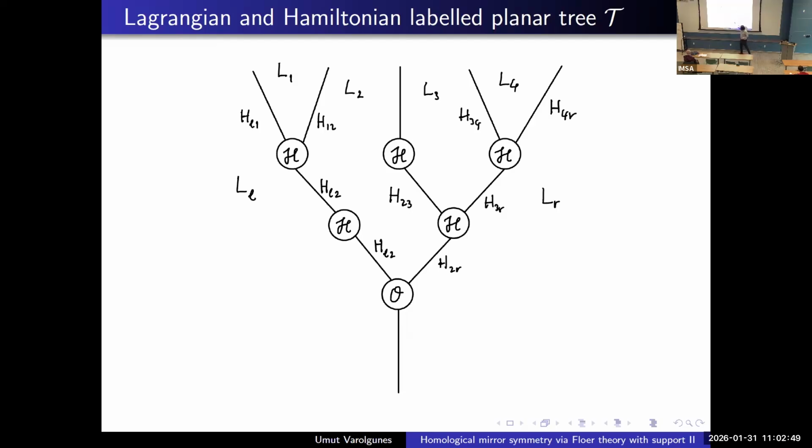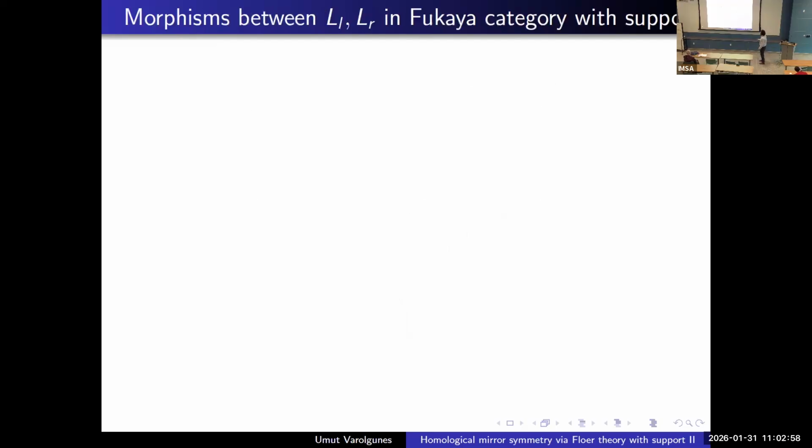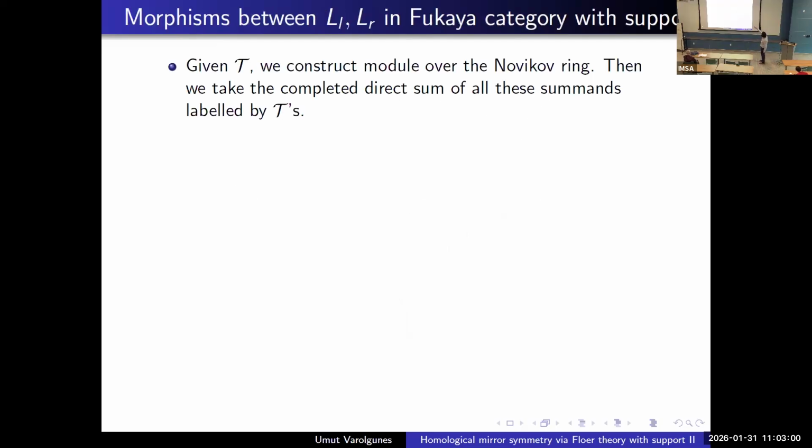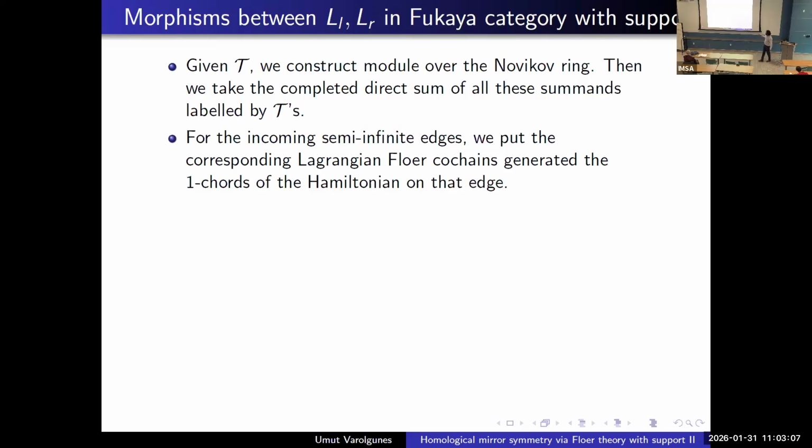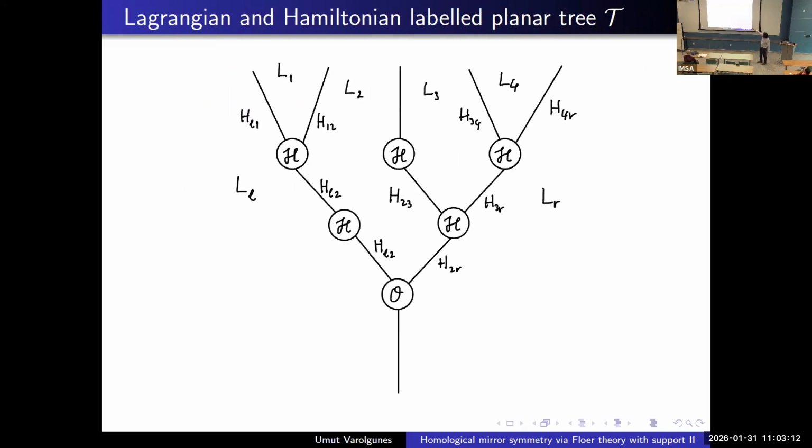And finally, I have this O, which is just the Riemann surface operad space. For each such tree T, I will construct a module over the Novikov ring, and I'll take the completed direct sum of all of those summands. For the incoming semi-infinite edges, I have a Lagrangian Floer complex for each of those edges.